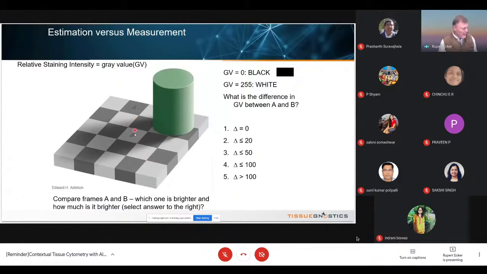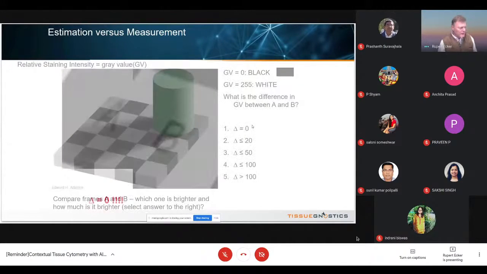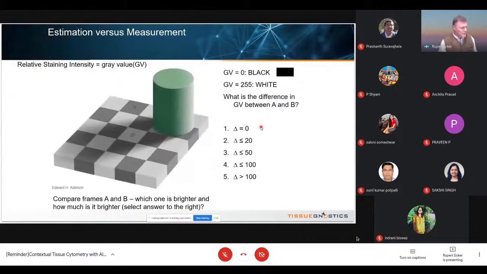Now, when we look at A and B, my question to you is, what do you think? What's the difference in terms of gray values? When we say gray value 0 is black and gray value 255 is white. So what's the difference between A and B? The human eye will never be able to say the difference is 37, right? But I have prepared here 5 answers. No difference, smaller or equal 20, 50, 100. Please guess what you think.